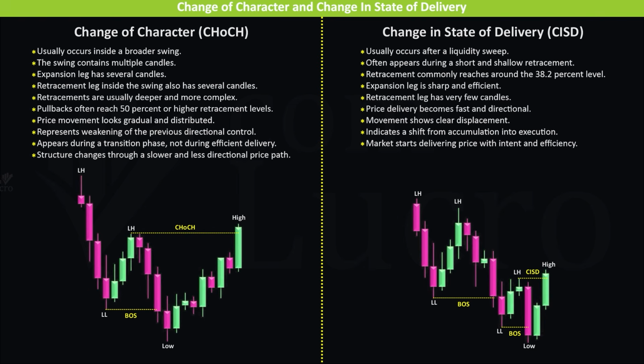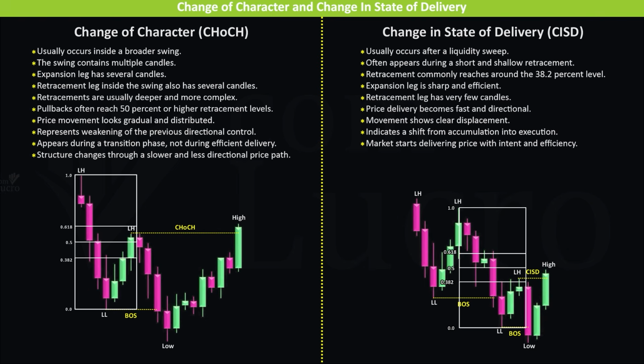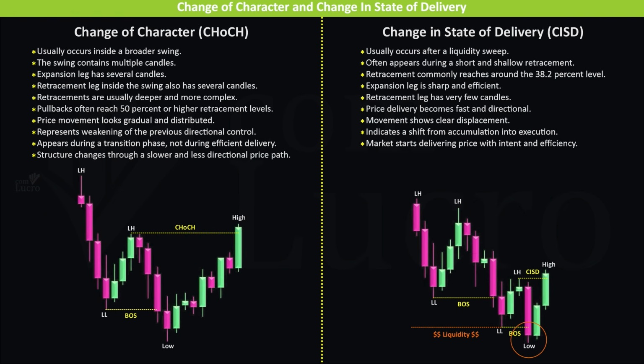A change of character occurs when price begins to lose its previous structural control within a broader swing. This usually starts with a deeper pullback of the prior move, often retracing around 50% or more. From this point, price develops a more complex movement with expansions and retracements unfolding over several candles. This reflects a gradual transition where control is weakening but price delivery remains inefficient. The key role of change of character is structure rather than speed, signaling that the prior directional bias is no longer dominant. A change in state of delivery focuses on how price is delivered rather than on structure itself.